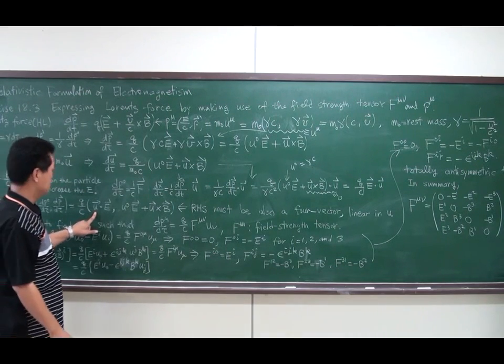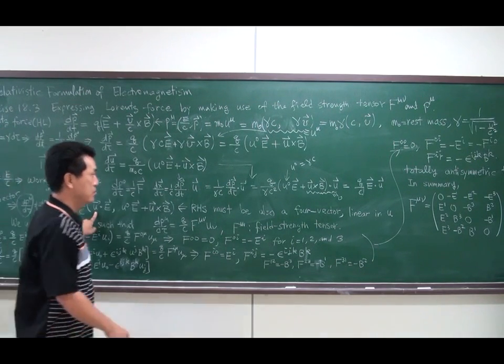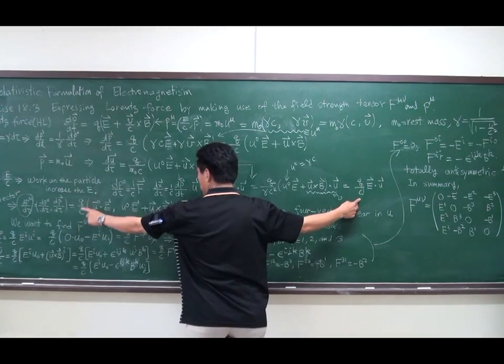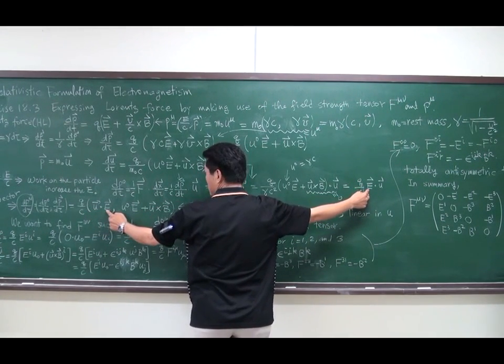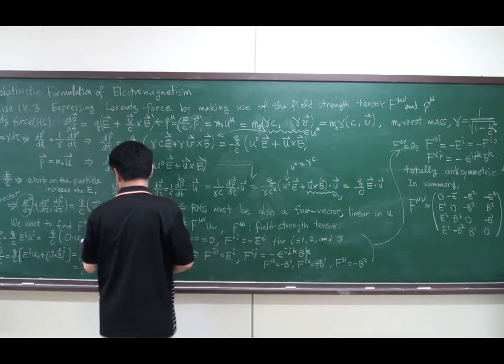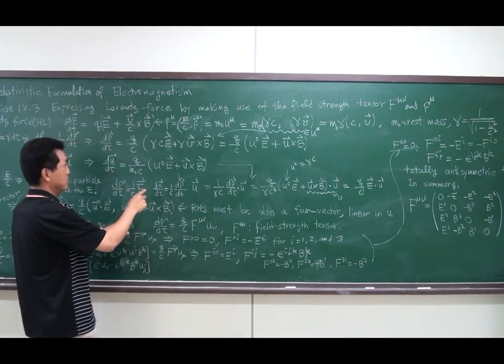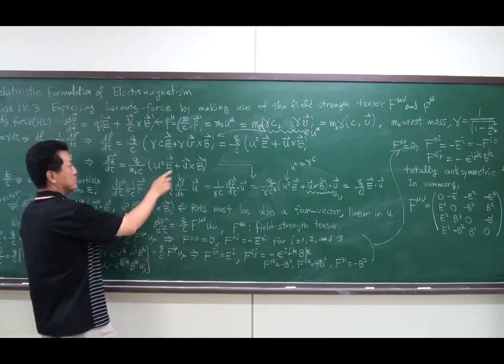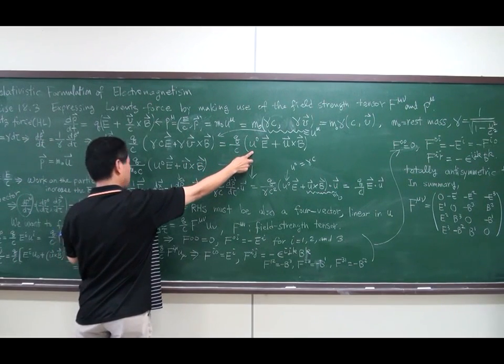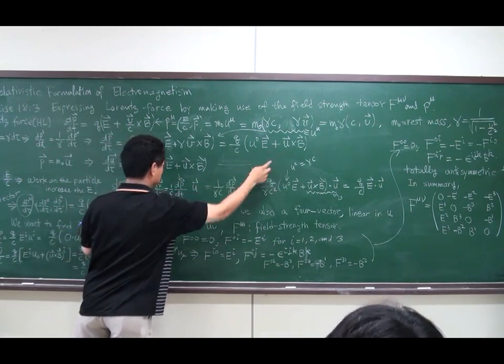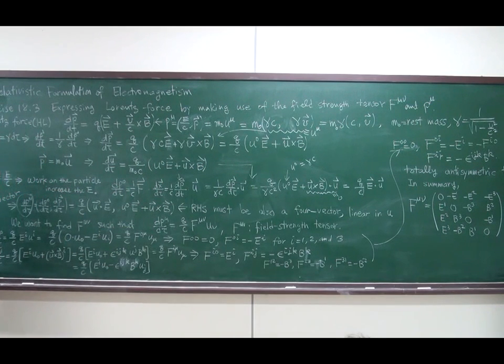Let us copy this. The zeroth component here is Q over C, E dot U. And the spatial component here is Q over C, U0 times the electric field, plus U cross B. All right. We learned that p mu is a Lorentz four-vector, and tau is invariant.